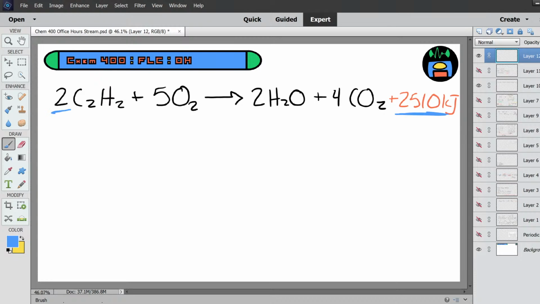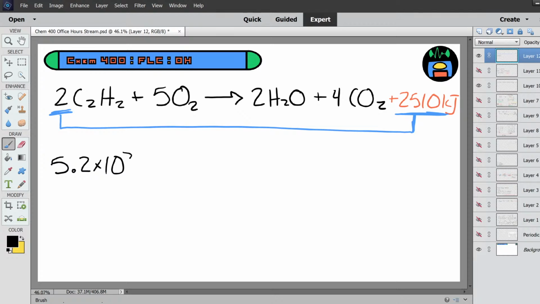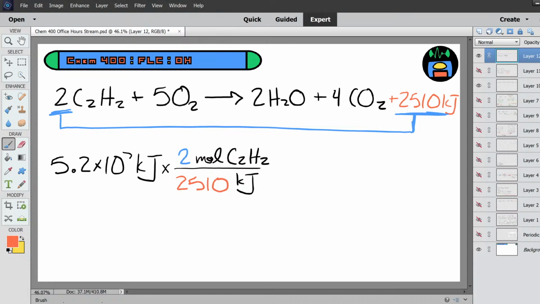And our balanced chemical equation tells us that 2 moles of C2H2, of acetylene, produce 2,510 kilojoules of energy. So if 5.2 times 10 to the 7th kilojoules of energy are produced, to find the number of moles of acetylene that it took to produce this amount, we put kilojoules in the denominator, moles of acetylene in the numerator, and the ratio is 2 moles of acetylene for every 2,510 kilojoules of energy. You'll notice that energy units cancel.